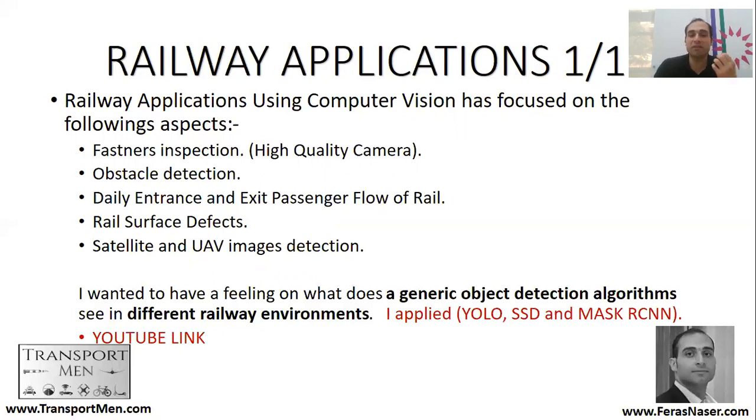And I wanted to get a feeling for what a generic object detection algorithm sees in different railway environments. So I decided to apply YOLO, SSD, and Mask R-CNN. You can always watch the video on the YouTube link, and it's fun to watch. We have added some music to this video to make it as interesting as possible, but it's also fun in its own nature, seeing this model detecting different objects in the railway.